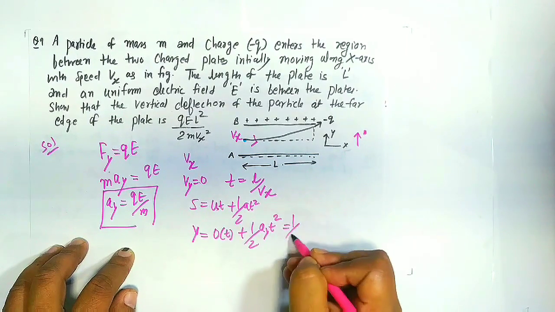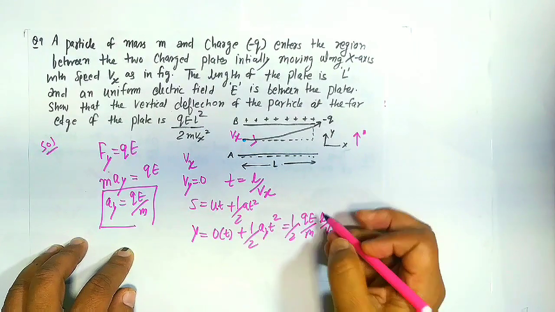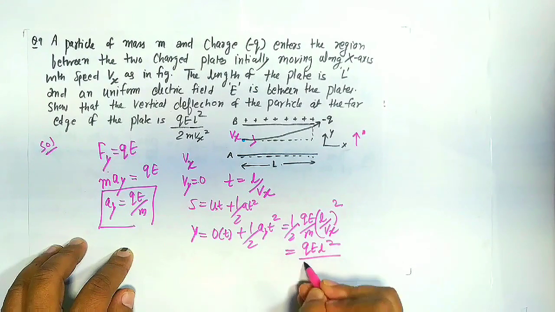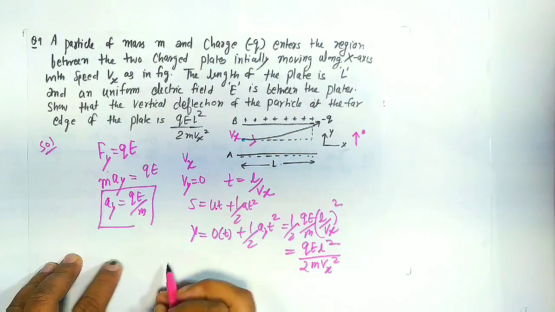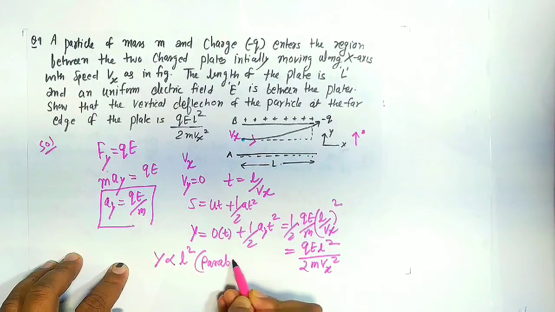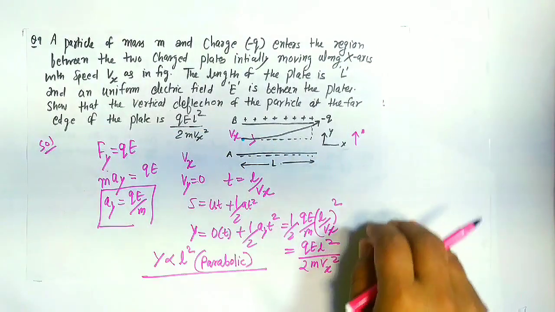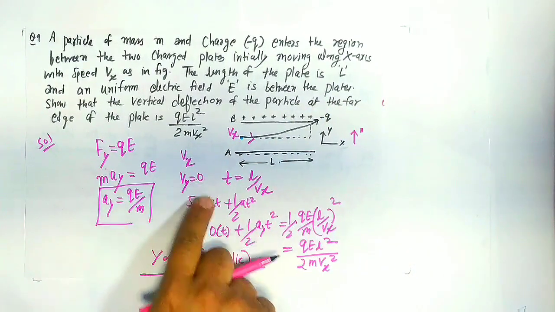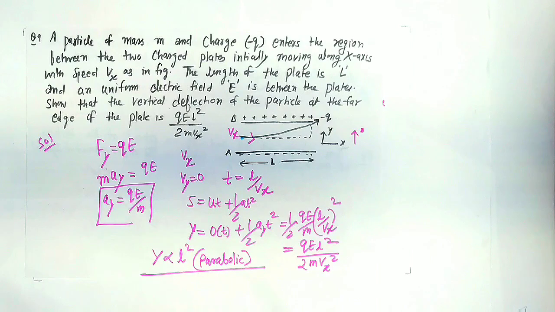Ay is qE by m, and time is L by vx, whole square. So finally it is qEL square by 2m vx square. So this is the vertical displacement, and very interesting is that y is directly proportional to L square. This also shows that it moves along a parabolic path. So Fy is QE, the force acting on this charge, acceleration you got, initial velocity is along the x-axis, initial vy is 0, time is this. You calculate y equal to ut plus half at square and you put the formula and you get this answer.